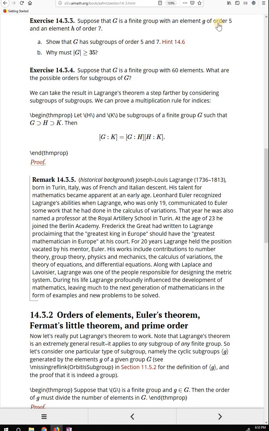Well, what does it mean that there's an element of order 5? What does that mean? G has 5 elements. And this is a little g, not big G.